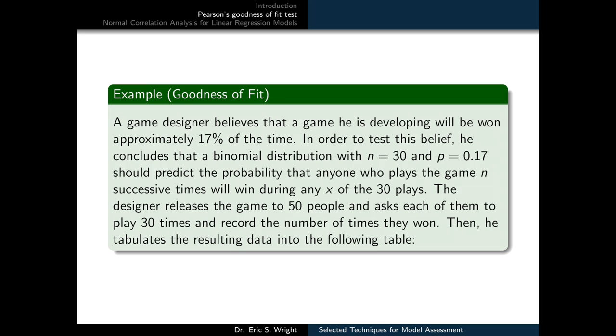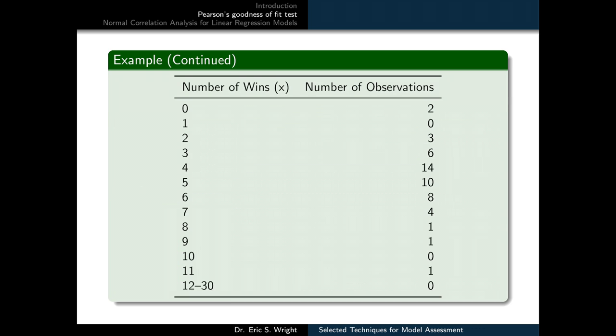Then he tabulates the resulting data into the following table. So what we're looking at is a frequency table. The left column represents the number of values that X could possibly take on, ranging anywhere from 0 to a total of 30, because each person plays the game 30 times, and X represents the number of those times that they win the game. And then, out of the 50 people who actually played the game 30 times each, the right column represents the number of people who won the game a given number of X times. So we can see that two people never won the game at all out of the 30 times that they played. Nobody won the game once, three people won the game two times, six people won the game three times, and so on. That's how our frequency table summarizes the data that the game designer collected from his volunteers.